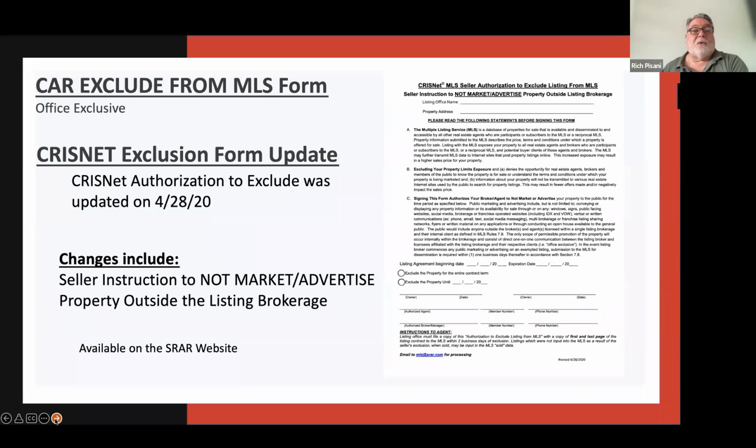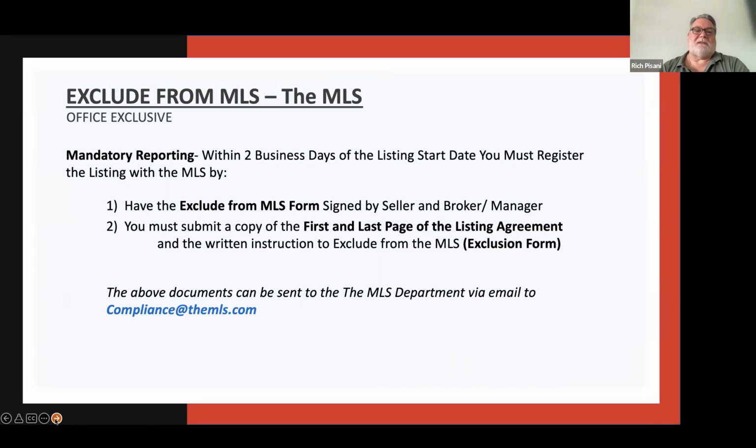The next SRAR also has their own SCLM, own exclusion. You can use that one if you want. It doesn't matter which one you use as long as you have it signed and it is sent with the first and the last page to the MLS. So the MLS or CLAW, once again, within 2 business days of the start date, you have an exclusion form and the first and the last page of the listing agreement, and you send that to compliance at themls.com.